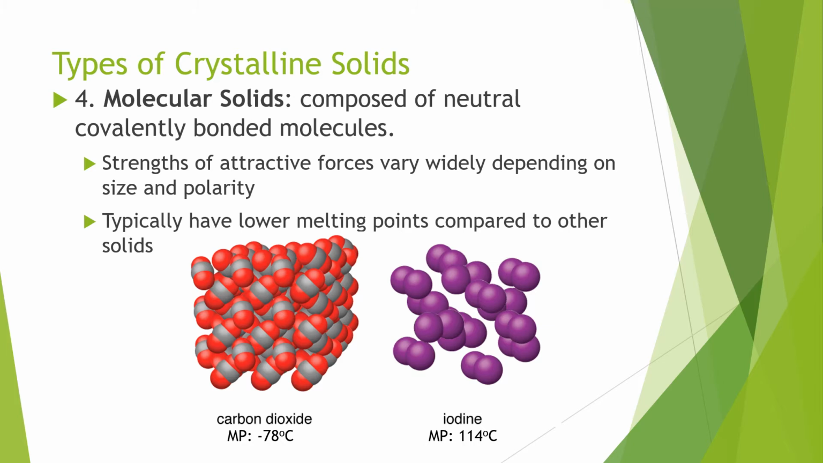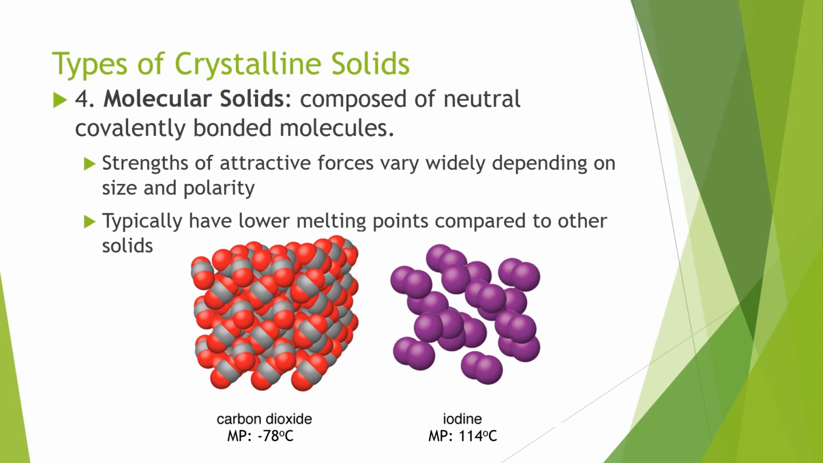And finally, we have molecular solids. These are just neutral covalently bonded molecules. The examples down here are like iodine, which is a diatomic, in its solid state, or like carbon dioxide, if we were able to solidify that. The strength of the attractive forces totally just depends on the individual molecules themselves, but they're typically going to have lower melting points when compared to our other types of solids.